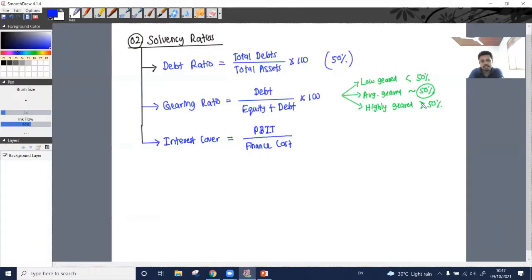If we take the other way around, no. If we take debts, we need to pay interest. So we are not going to take debts. We do not need debts to run our business.